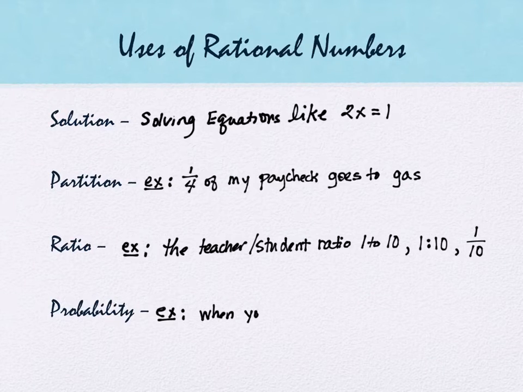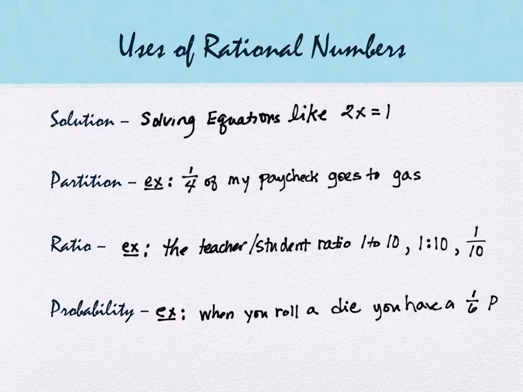When you roll a die, we're just looking at a standard 6-sided die, you have a 1/6 probability, I'll abbreviate, of rolling a 4. Put a number in there you wish, but all right, 1 out of 6 probability. There's 6 sides. One of them is the number 4. So you have a 1 out of 6 probability.